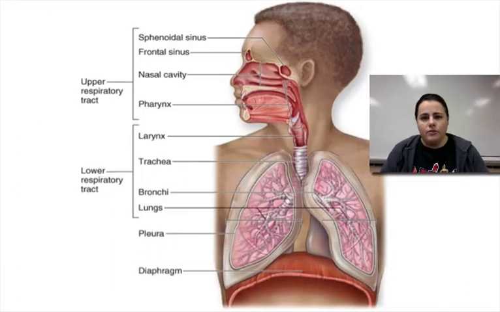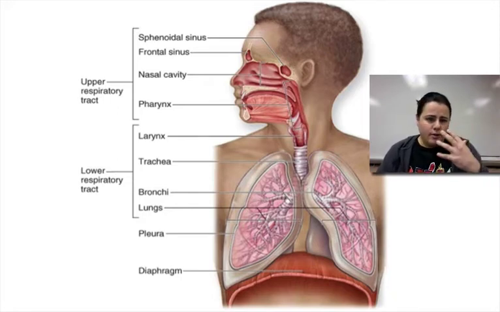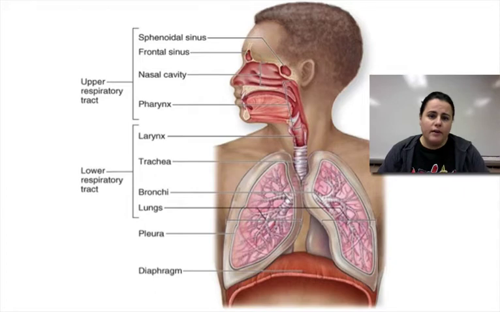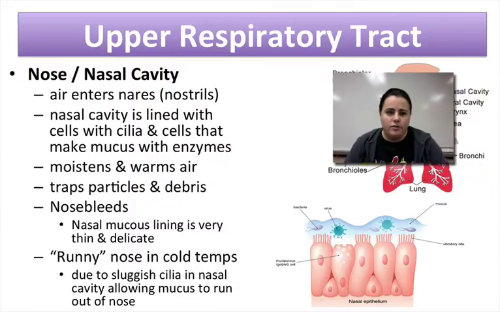So the respiratory system is sometimes broken up into two main sections. The top section is called the upper respiratory tract, and the lower section is the lower respiratory tract. The upper respiratory tract starts pretty much at your nose and goes down to the back of your throat, right above your larynx or voice box. And then from your larynx or voice box down to your lungs is going to be the lower respiratory tract. And we're going to talk about each one of these structures.